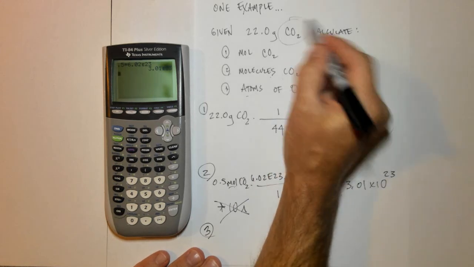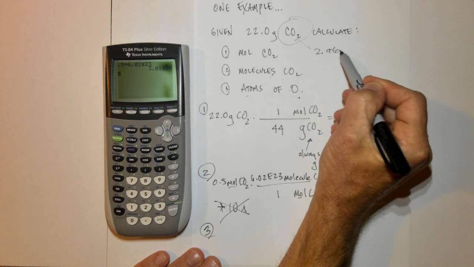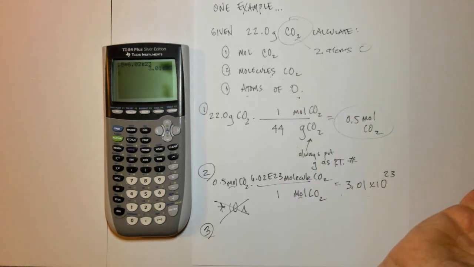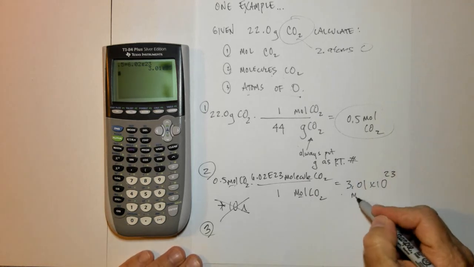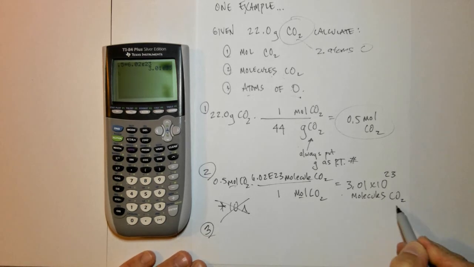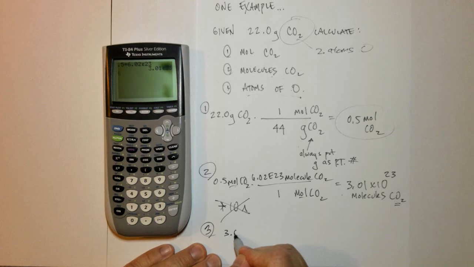So you'll notice that for every carbon dioxide molecule, there are 2 atoms of oxygen. See this small 2 right here? That indicates that there's 2 of them. And since I already know the molecules of CO2, I can find out how many atoms of oxygen are in there simply by using the formula. So this doesn't use the mole wheel at all. Just start with the 3.01 times 10 to the 23rd molecules.